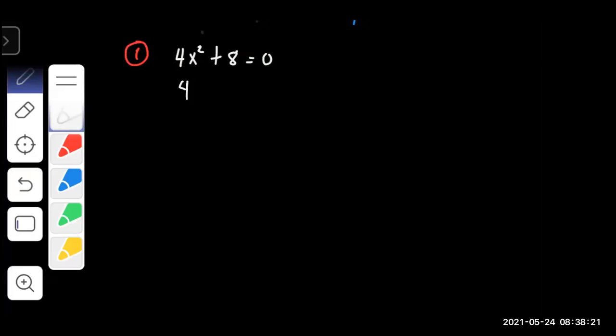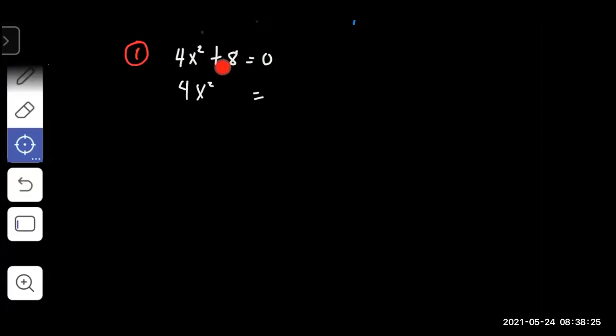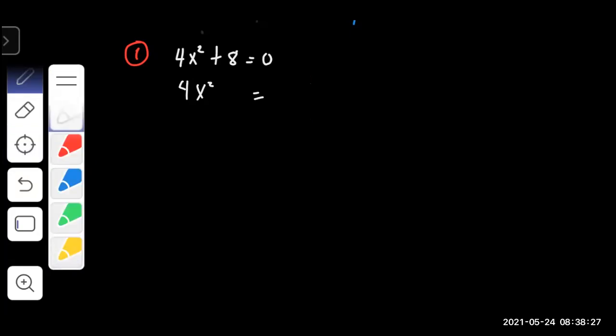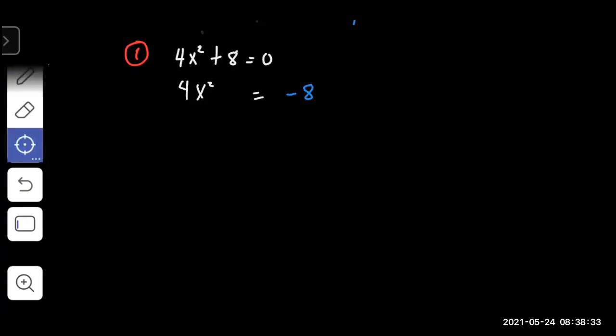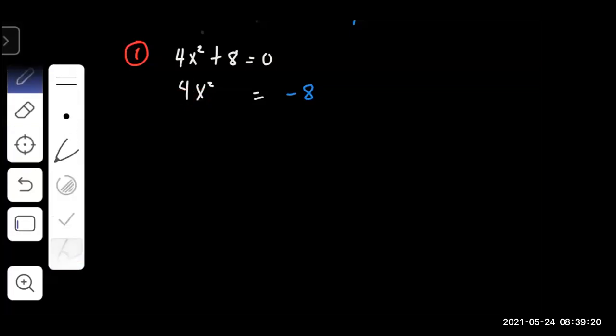Okay, 4x squared. Hey, you, positive 8, you're bothering me. I'm going to move you to the other side, and then you're going to be negative 8. All right, and now let x alone. I have a 4 here bothering me, so I'm going to divide by 4 on either side of the equation.